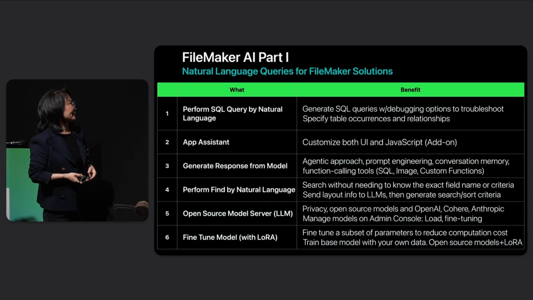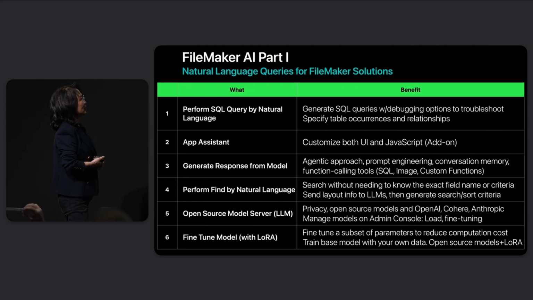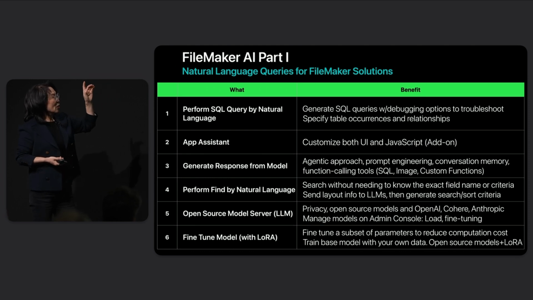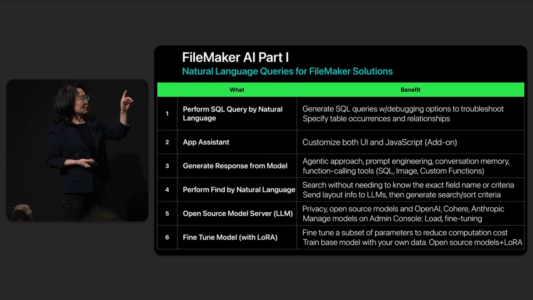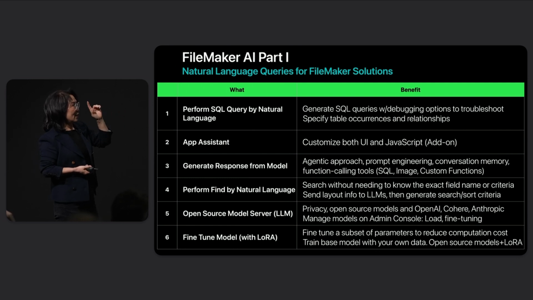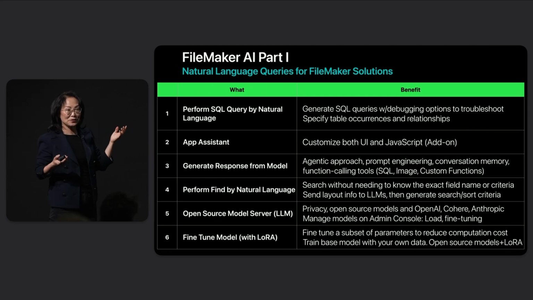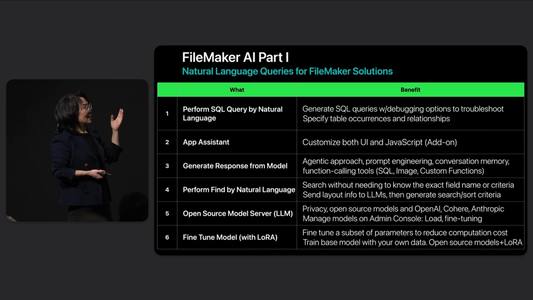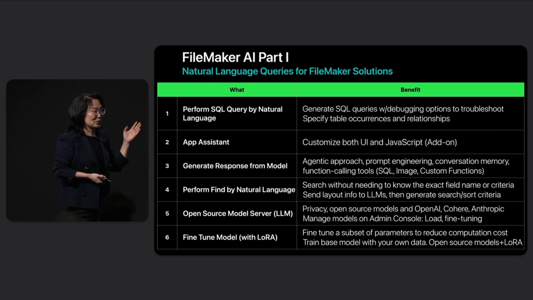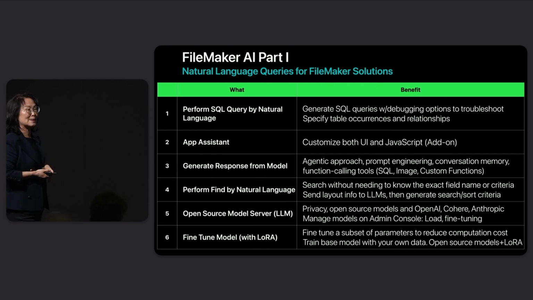Part 1, natural language query for FileMaker solutions. We have about 6 things to highlight. First, Perform SQL Query by Natural Language. This is a script step. It specifies the table occurrences and relationships so that the LLM can generate SQL queries for FileMaker, with debugging options so you can troubleshoot.